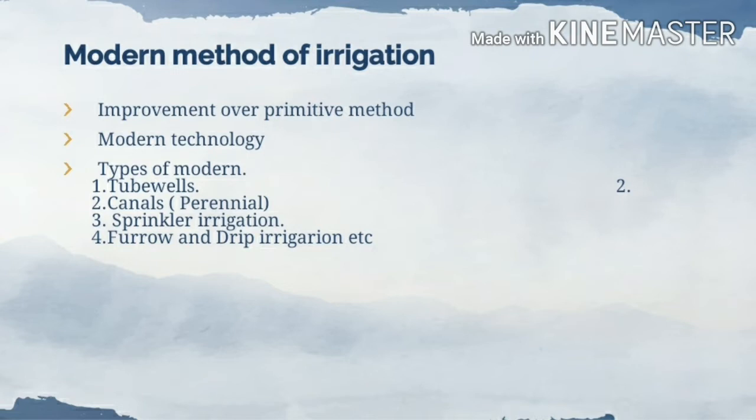Talking about the modern method of irrigation, there are various types, and though there are various modern methods of irrigation, I have taken a few of them here. That is the tube well and canals. When I say canals, it is not the canal in the general sense. It means the perennial canals. And then the next ones are sprinkler irrigation, drip irrigation, and furrow irrigation are some of the modern methods of irrigation that I have taken here. So I will deal with them one by one.